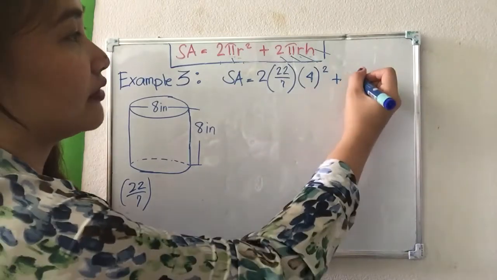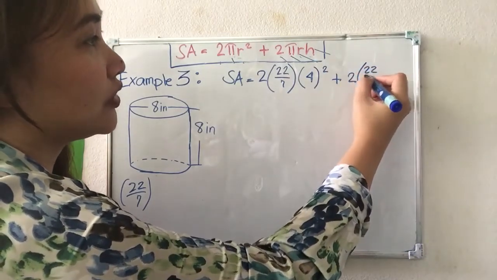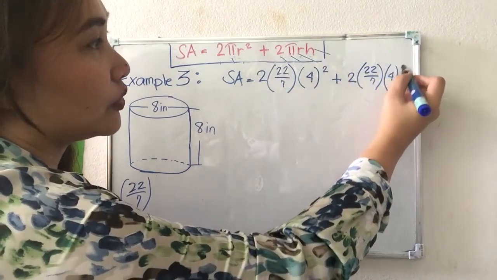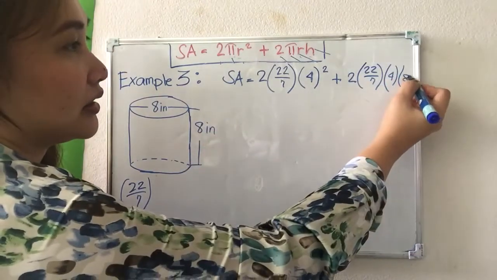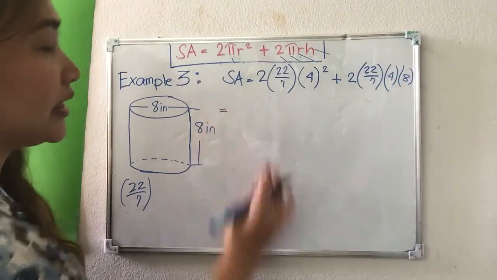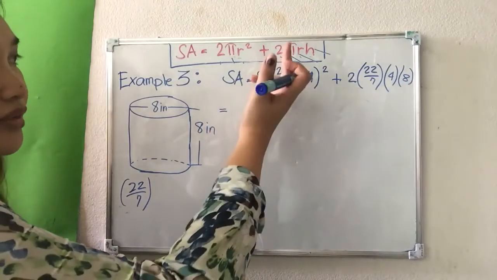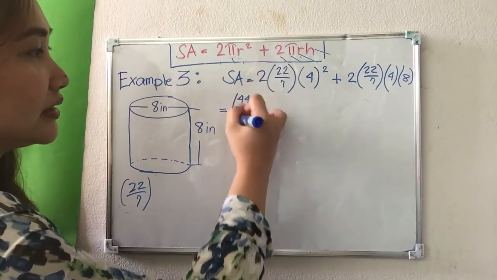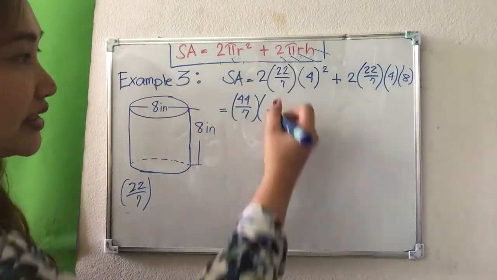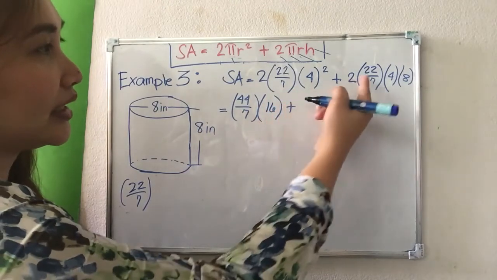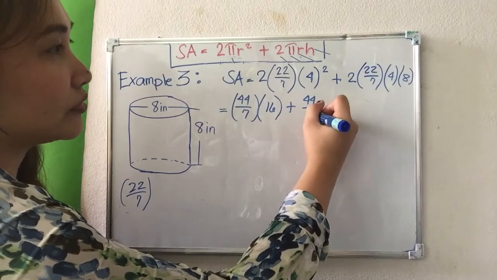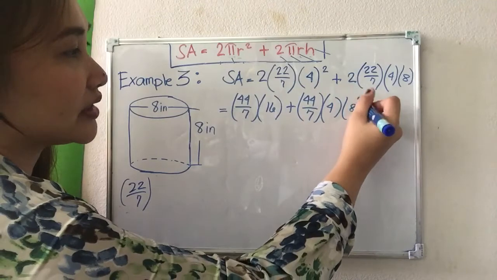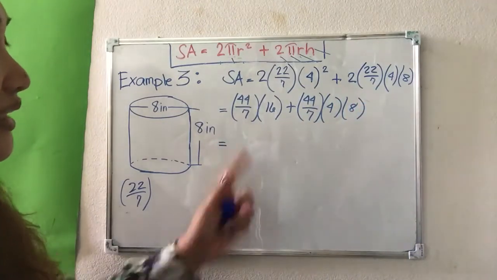Alright, so continue. We have 2 pi, 22/7, times the radius 4, times the height. What is the height? 8. Let's continue and simplify. So 2 times 22/7 is 44/7 times 4 times 4, that is 16, plus 44/7 times 4 times 8. Let's simplify this one.